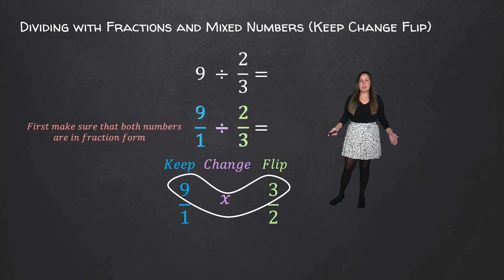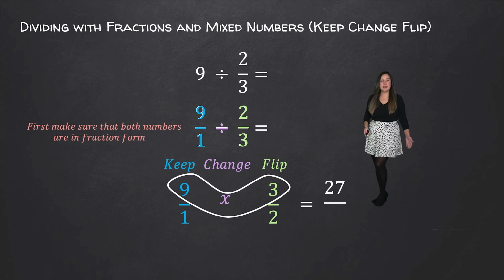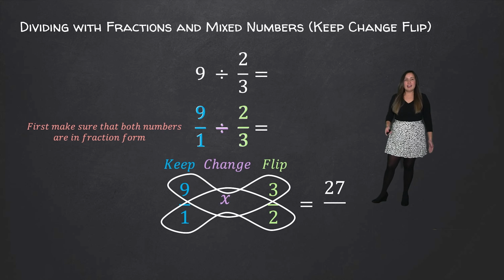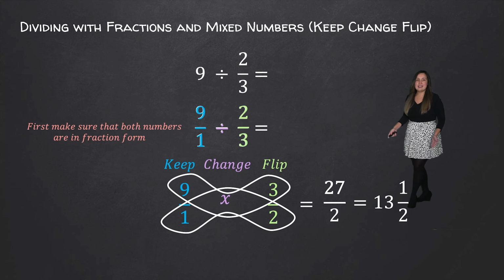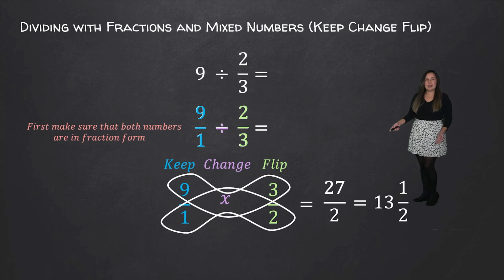So numerator times numerator, 9 times 3 is equal to 27. And then denominator times denominator, 1 times 2 is equal to 2. Notice here that we have an improper fraction. So we have to go ahead and take this improper fraction and write it as a mixed number. So 27 over 2 is equivalent to 13 and 1 over 2. So that means that 9 divided by 2/3 is equivalent to 13 and a half.